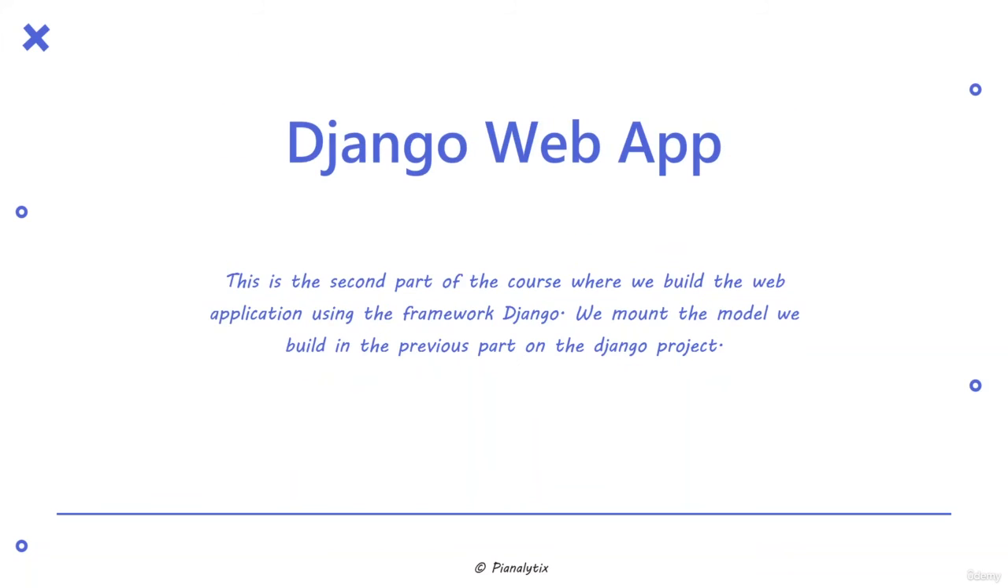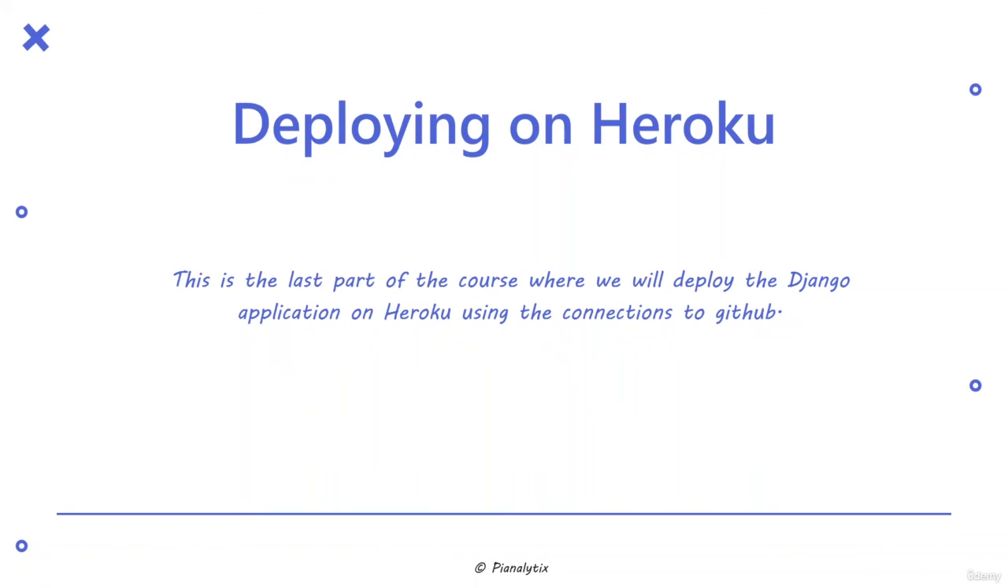Now the Django web app. This web application is the second part of the course, and we will be using the framework Django to build it. We will mount the model we built in the previous part into the Django project. The last part is deploying on Heroku. This is the last part of the course, where we'll deploy the Django application on Heroku using the connection to GitHub.